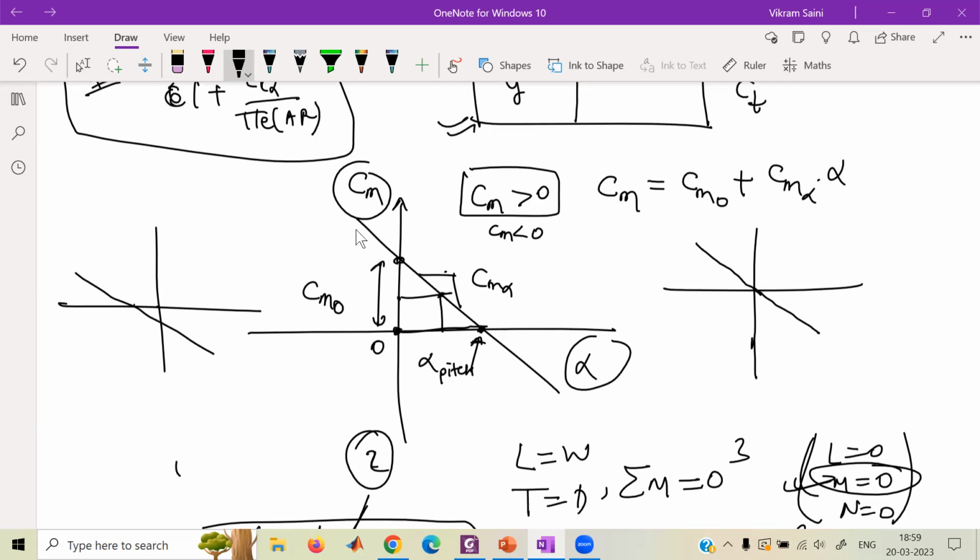Now it is also clear that when Cm is 0, there will be an angle of attack corresponding to that. So in this case, the angle of attack is greater than 0. In this case, what is the pitching angle of attack? In this case, the third case.